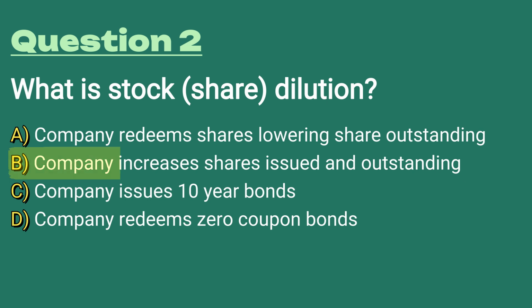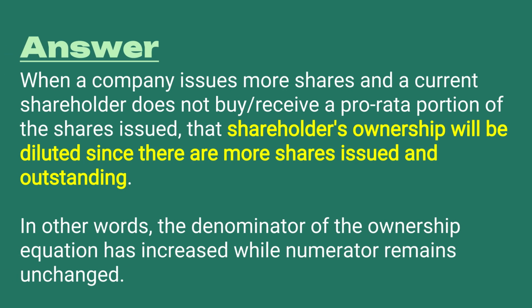The answer is B. The company increases shares issued and outstanding. When a company issues more shares and a current shareholder does not receive a pro rata portion of the shares issued, that shareholder's ownership will be diluted since there are more shares issued and outstanding. In other words, the denominator of the ownership equation has increased while the numerator remains the same.